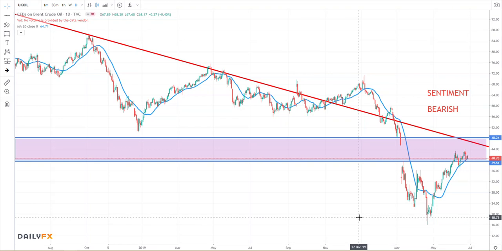This is your weekly analysis for oil, Brent Crude, UKOIL, the price of oil versus the dollar. This is a daily chart.